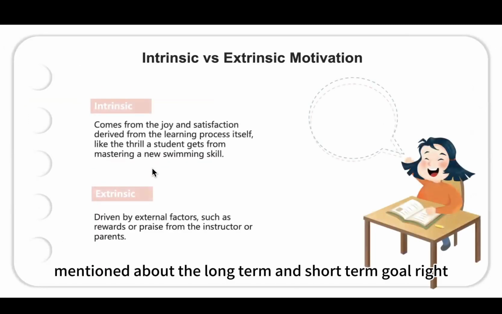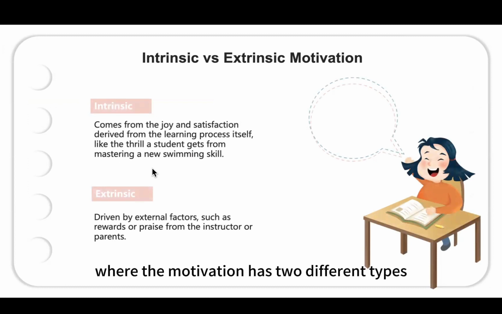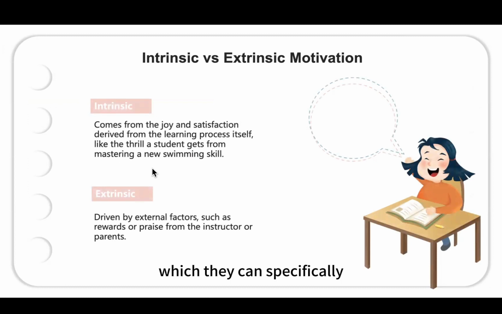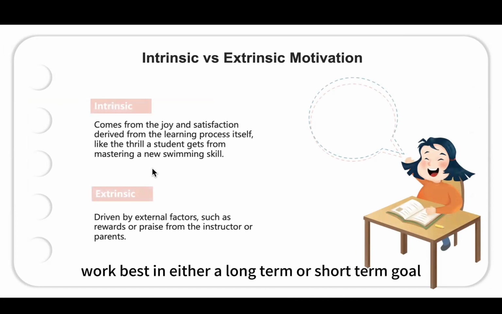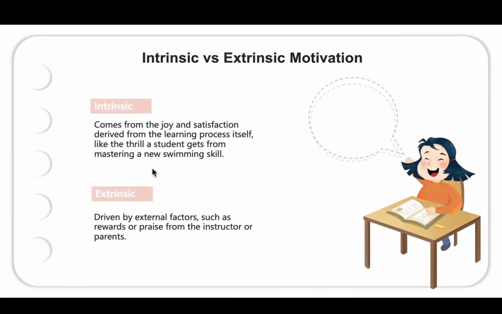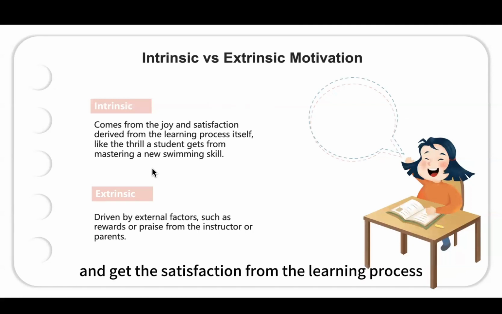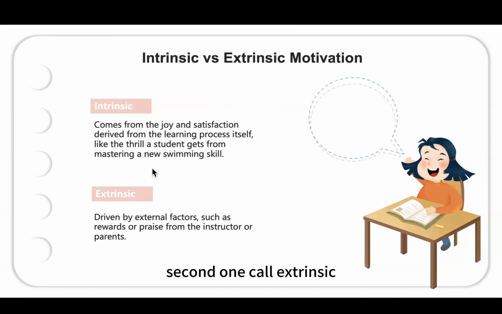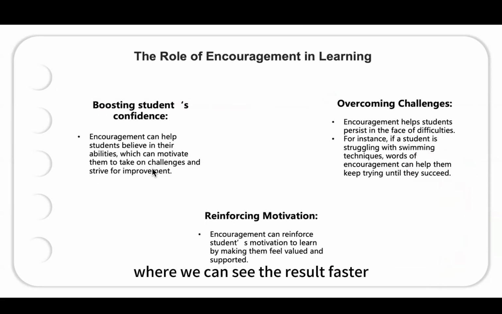Just now, I mentioned long-term and short-term goals, right? Motivation has two different types, which work best for either long-term or short-term goals. First, we call it intrinsic. It comes from the joy and satisfaction of the learning process itself, an internal factor. This works best for long-term goals, where the internal motivation helps the children to proceed further and get satisfaction from the learning process. Second one is called extrinsic. It is driven by external factors such as reward or praise from the instructor or parents. This usually works best for short-term goals, where we can see the result faster.